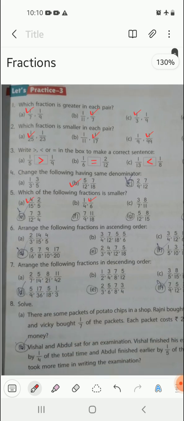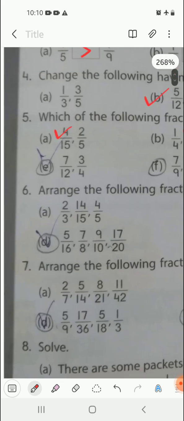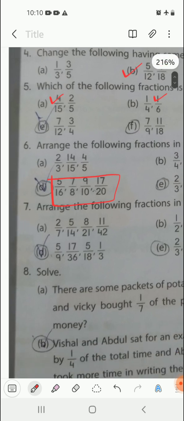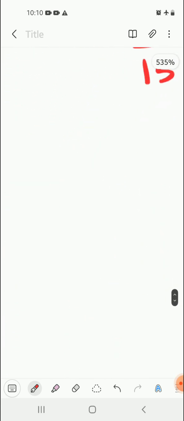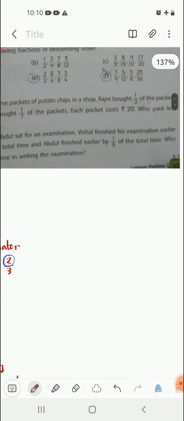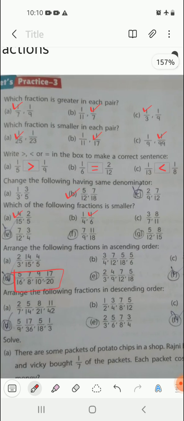Arrange the following fractions in ascending order. So if we do this, let's take this one: 5 by 16, 7 by 8, 9 by 10 and 17 by 20.